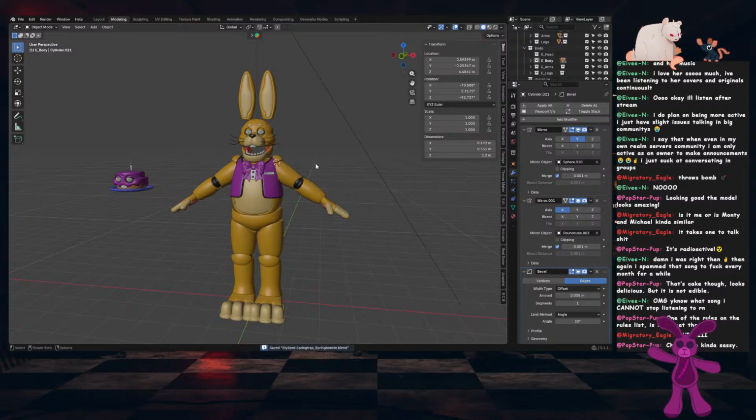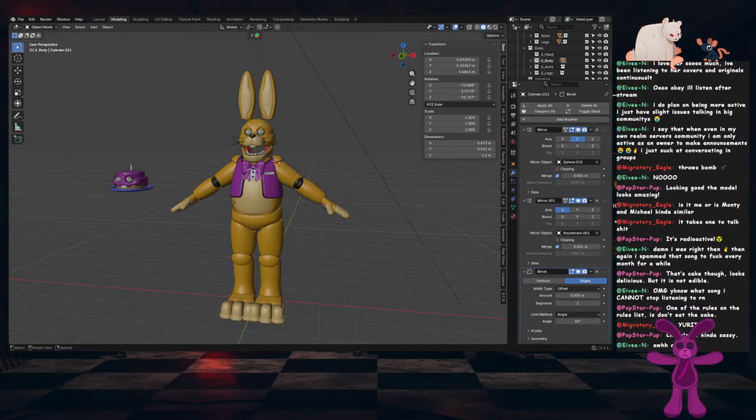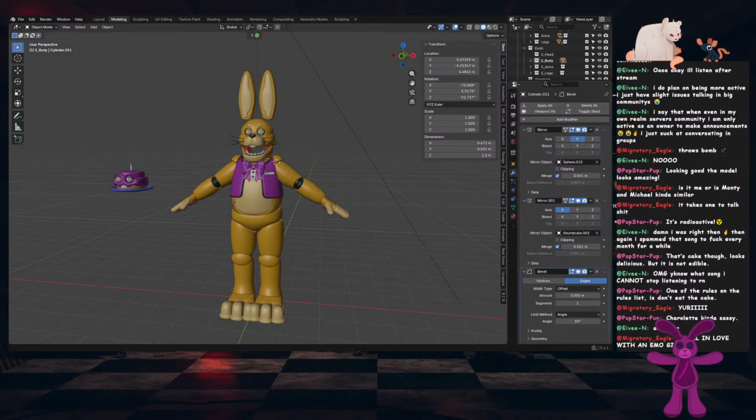Alright, well, that is where I'm going to have to call it, I believe. Let me take a quick look over here in the Discord server. Maybe Alice will be the Mad Hatter. OMG, you know what song I cannot stop listening to right now? Oh, what song there, Iveen?